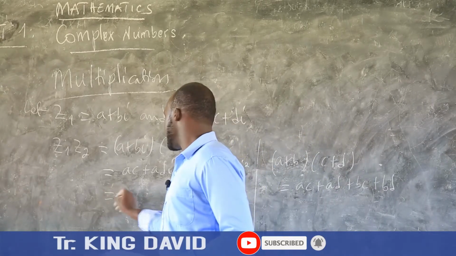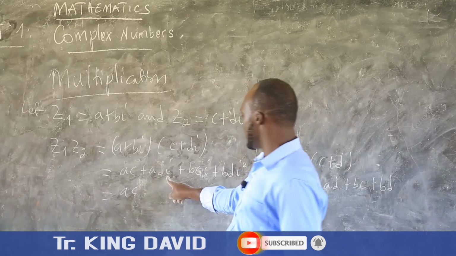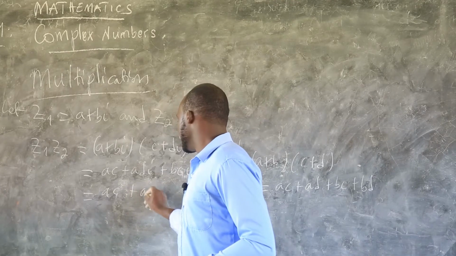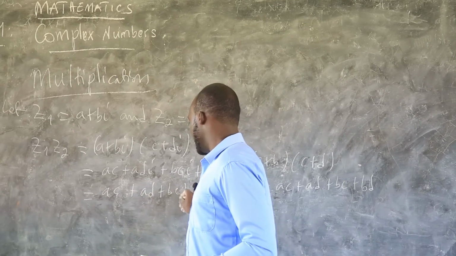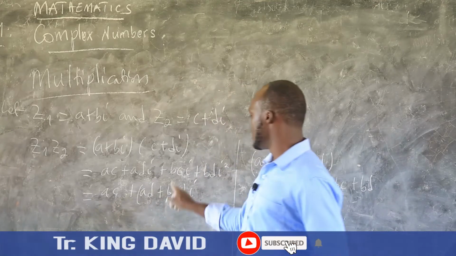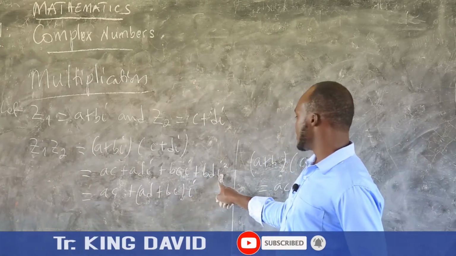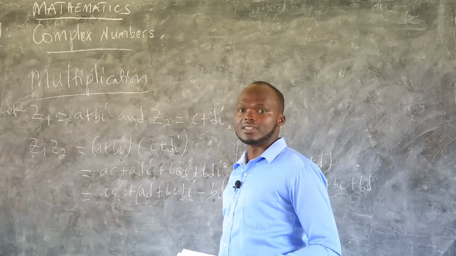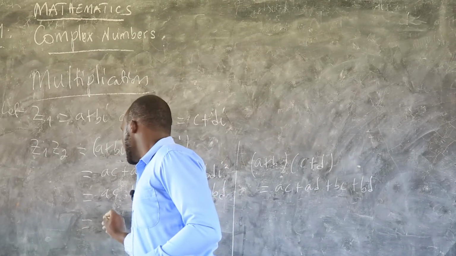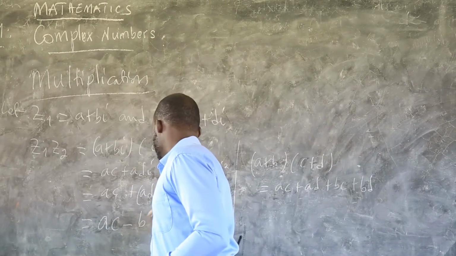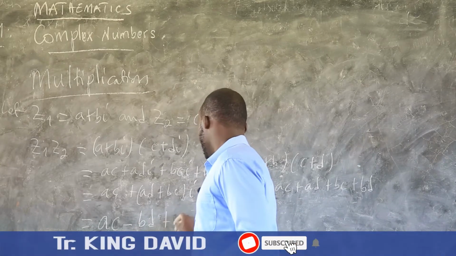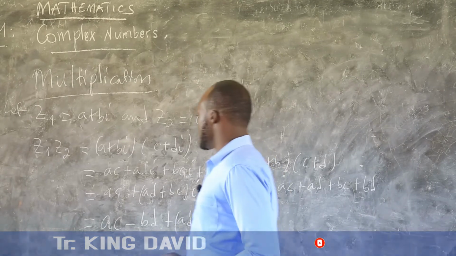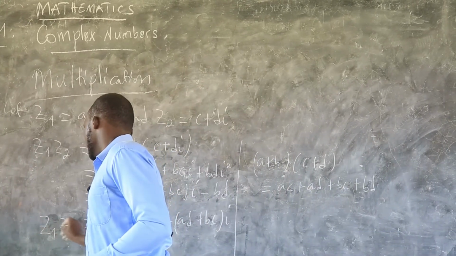So now the answer here is AC. So here we have I. So we're going to take it as imaginary part. Write AD plus BC into bracket I, because this one has I and that one has I. So I squared is -1, which is -BD. So this is -BD and AC, we take it as a real part. So that is AC minus BD, then plus AD plus BC into bracket I. So that is Z1 times Z2.